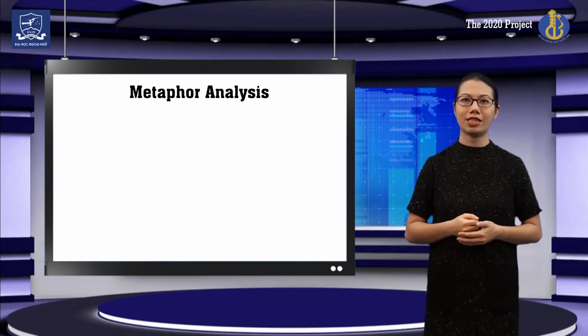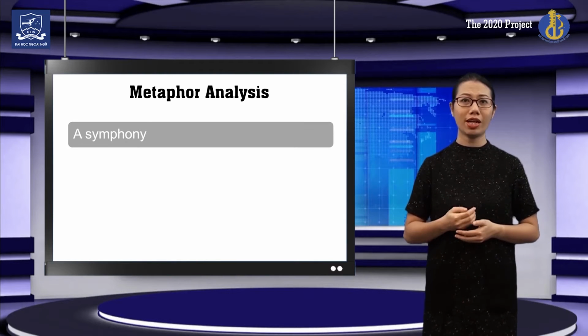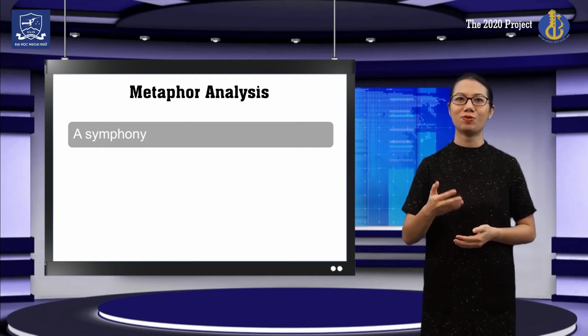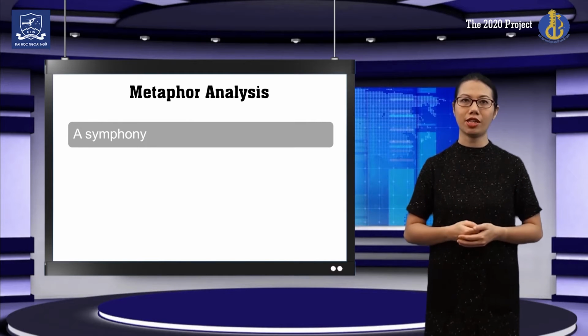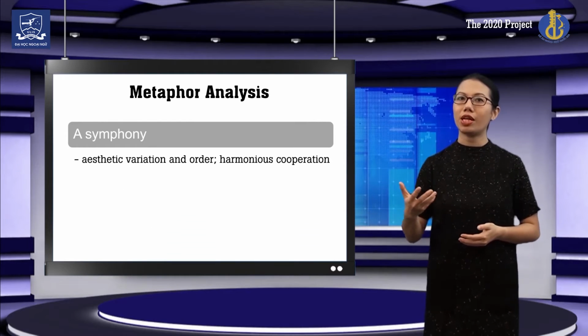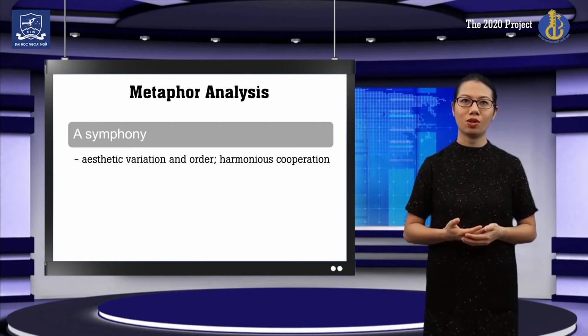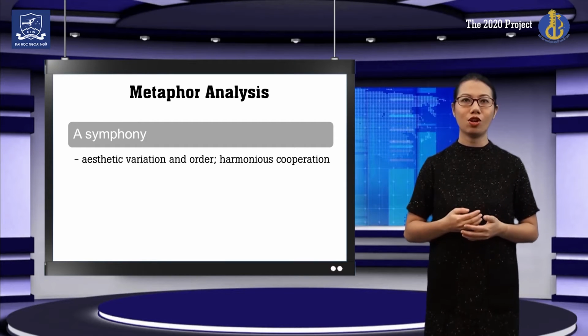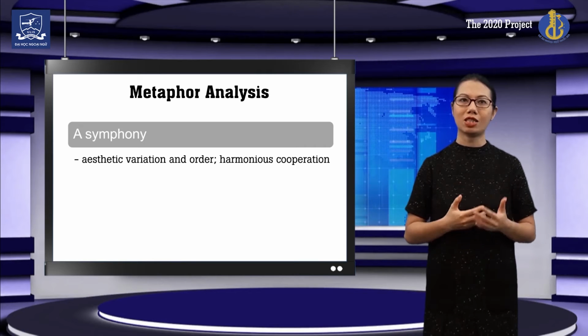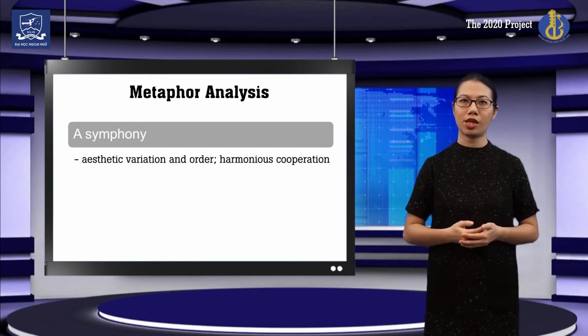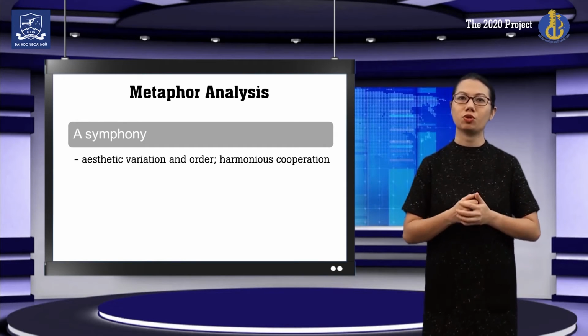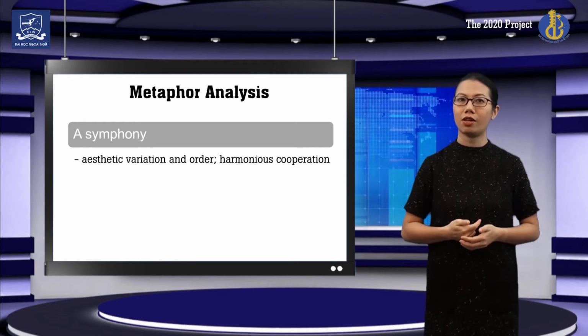If you see a lesson as a symphony, then what interests you perhaps is the aspect of aesthetic variation and order, the combination of different themes, tempo, volume, tone, and so on, that go to make a full and balanced program, and make it likely that learners will enjoy the lesson. There is also the aspect of harmonious cooperation, of working together to create a shared, satisfying result.